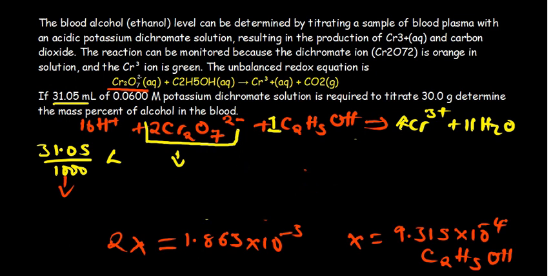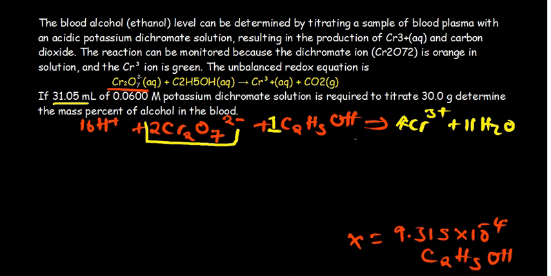Okay. Now, looking at our question, in our question we are given the mass of the blood. So now we found the number of moles of our ethanol. If we have the number of moles of our ethanol, we should be able to find what? Its mass, right? So that we can find its mass percentage contained in the blood. So first of all, we need to find the molar mass, since we already have calculated the number of moles. So what is the molar mass of ethanol?